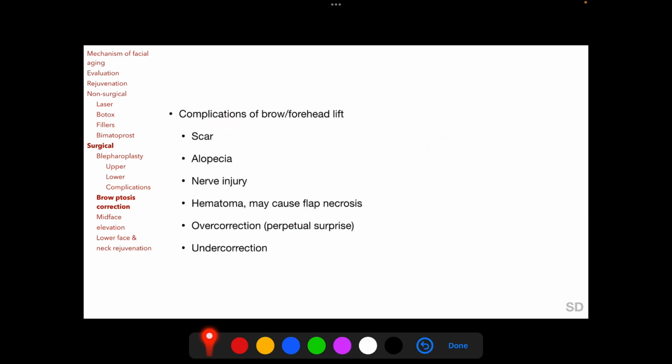Complications of brow or forehead lift procedure include scar formation, alopecia, injury to the branches of the facial nerve, hematoma formation causing necrosis of the overlying flap, overcorrection leading to an expression of perpetual surprise, or undercorrection.